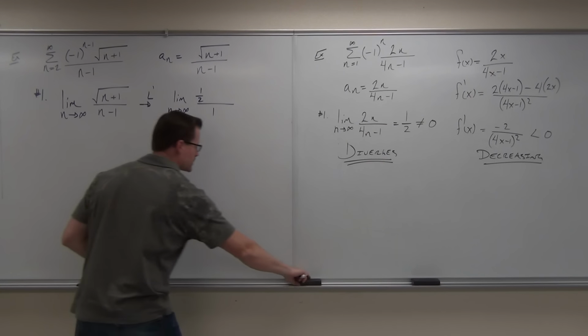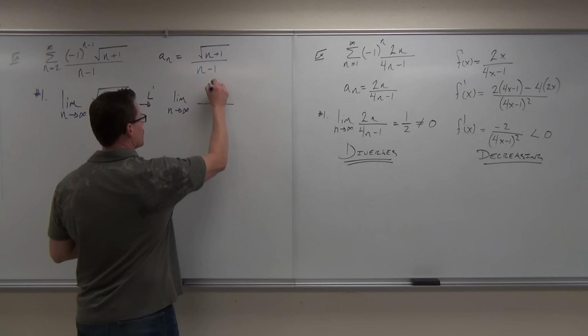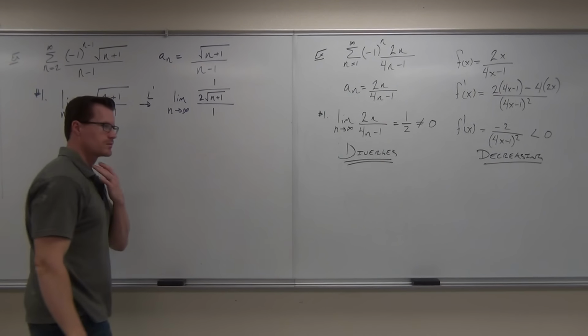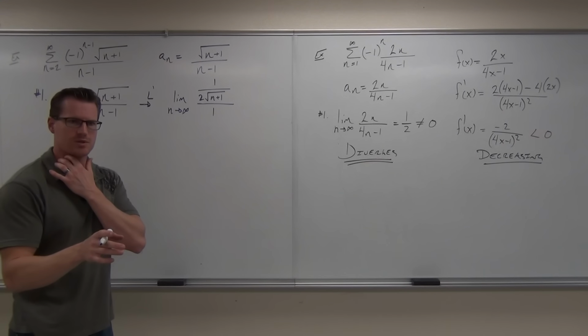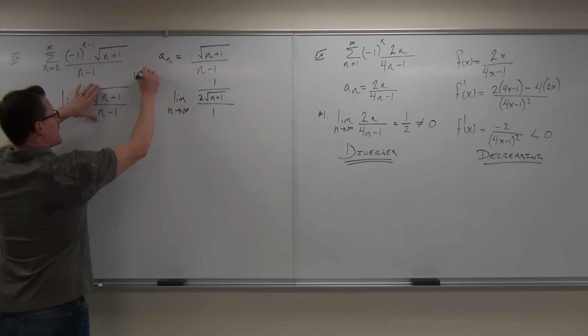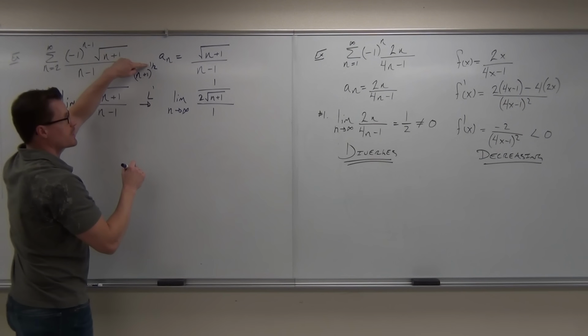Actually, to make it nice, this would give you 1 over 2 square root n plus 1. Can you verify that for me to make sure I didn't make a mistake? That's right. But if you do it, remember that this is n plus 1 to the 1/2. So a L'Hopital would do 1/2 n plus 1 to the negative 1/2.